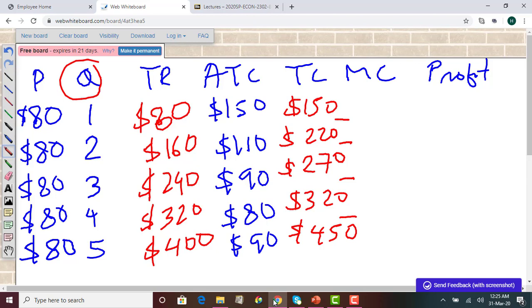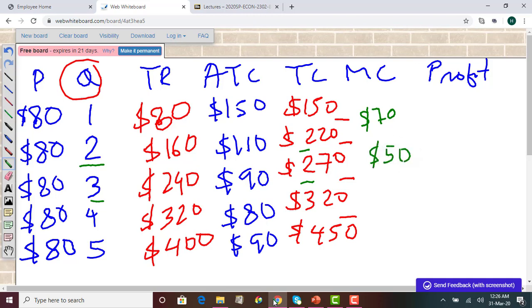So basically, when you are increasing your production from 1 unit to 2 units, your total cost increases from $150 to $220. So your marginal cost is $220 minus $150, which is $70. In the next part, when you increase your production from 2 to 3 units, your total cost increases from $220 to $270. So in this case, your marginal cost is the difference between your two total costs, $270 minus $220, or $50.